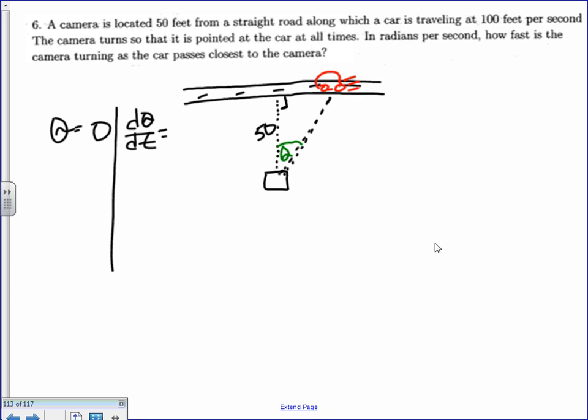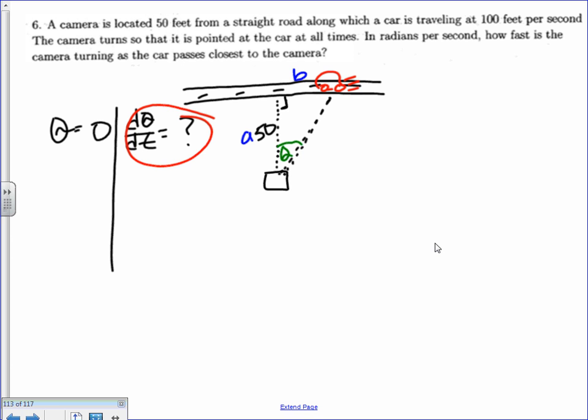That is the rate of change of the angle over time. Well, that's what we're trying to find here, so I'm going to circle that one. d theta dt. What else do we have in this problem? Well, we have that the car is traveling at 100 feet per second. So I'm going to go ahead and call my two sides A and B. I'll call this side of the triangle B and this side A.